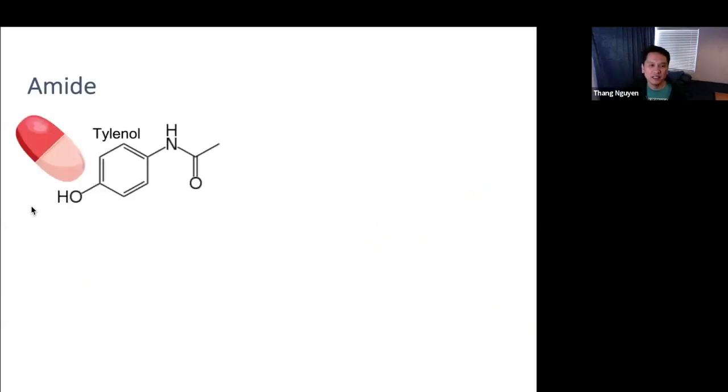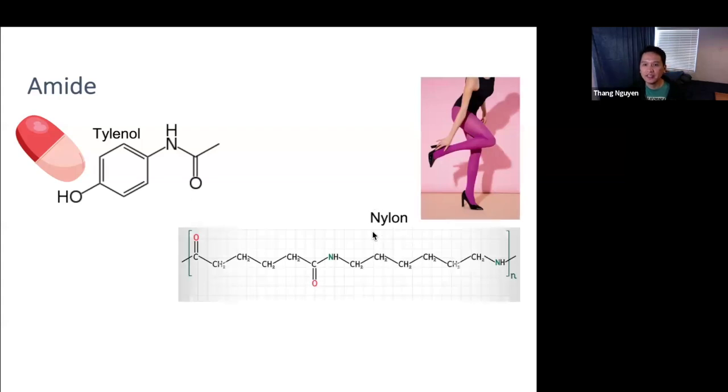Amides. For amides, it's the same thing. We have a carbonyl, but instead of being connected to a carbon, it is connected to a nitrogen instead. If it's connected to a nitrogen, we call that an amide. An example here is Tylenol. And nylon is a polymer, meaning this structure just repeats itself. But regardless, it does have an amide functional group in it. And nylon, as you know, is the synthetic fiber that's like silk. Not natural, synthetic, because it's a polymer.